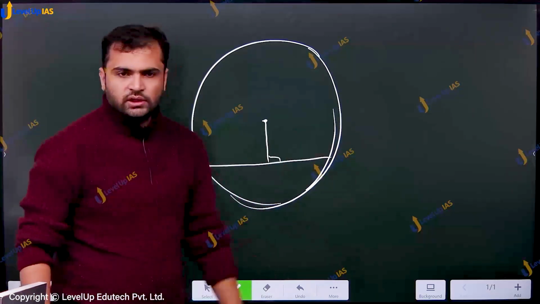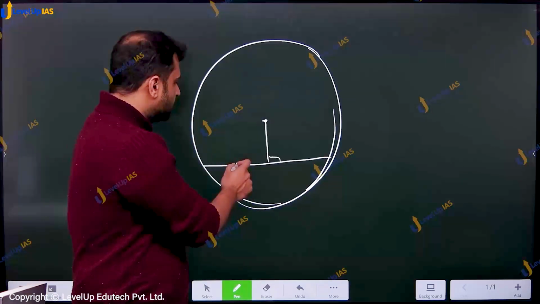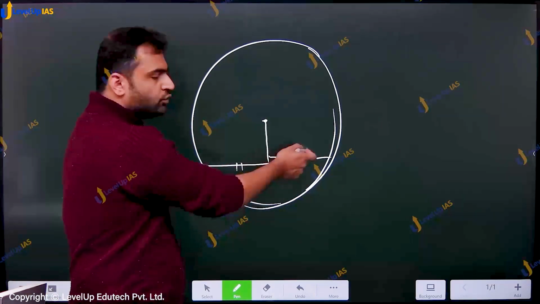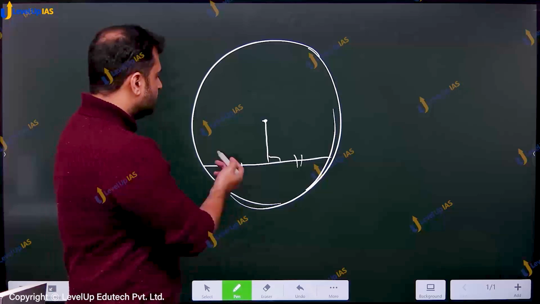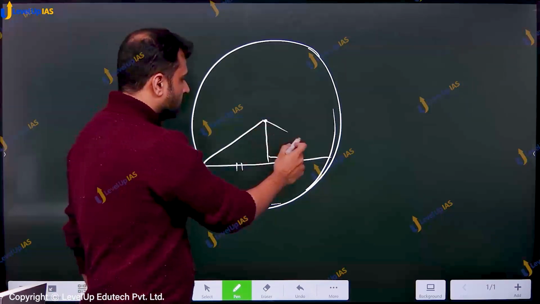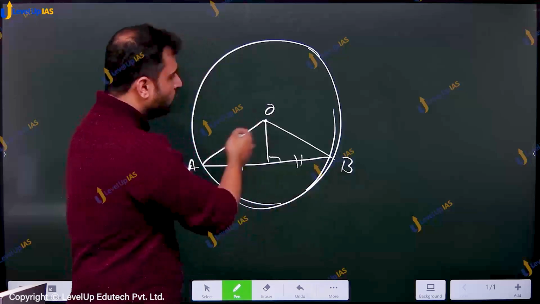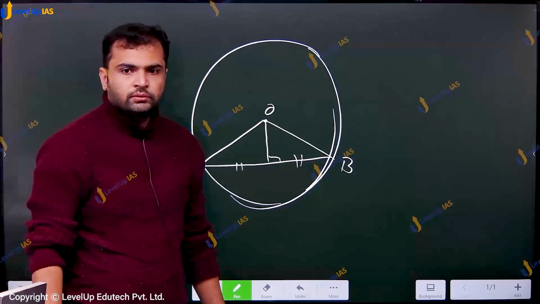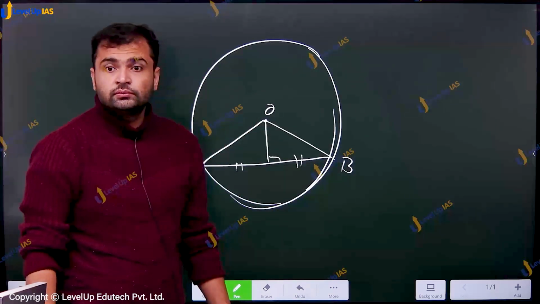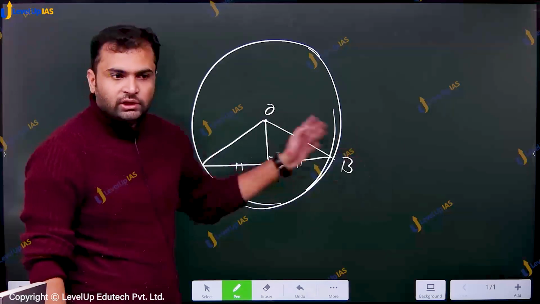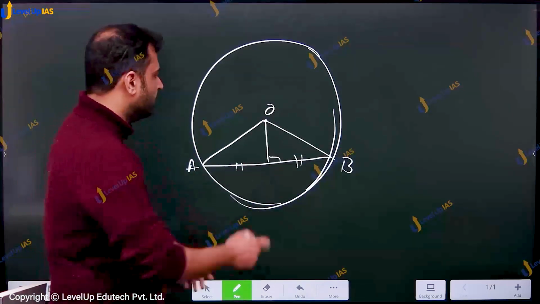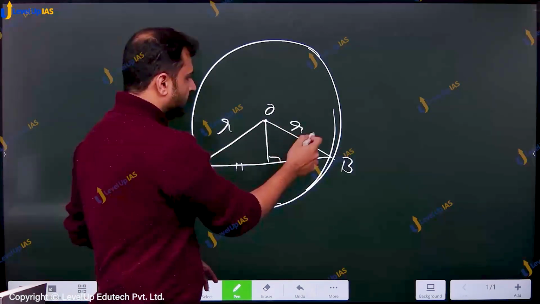Then in case of a circle, what happens is this chord is bisected, matlab these two lengths are same. These two lengths are obviously same. Why are OA and OB same? They are radius. Both are radius. Radius तो constant होती है. That is why they are same.